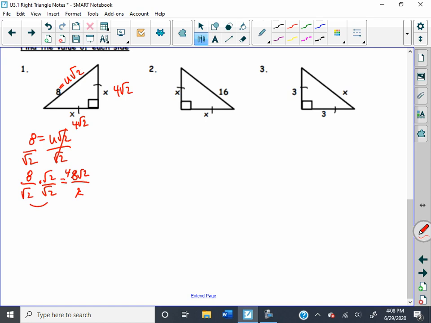All right, number 2, again, we have the hypotenuse, and we're looking for the two legs. So again, the hypotenuse is always u with a radical 2.